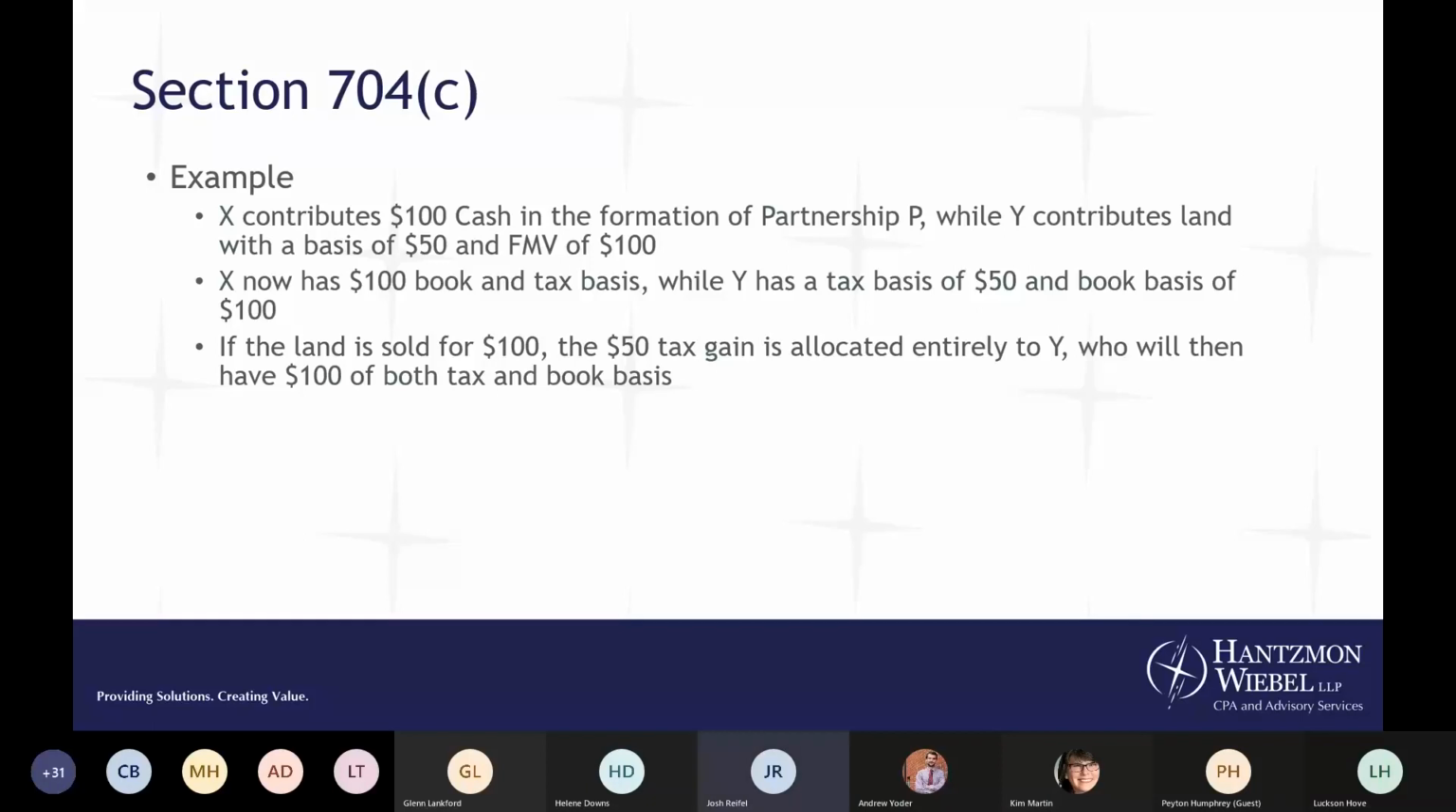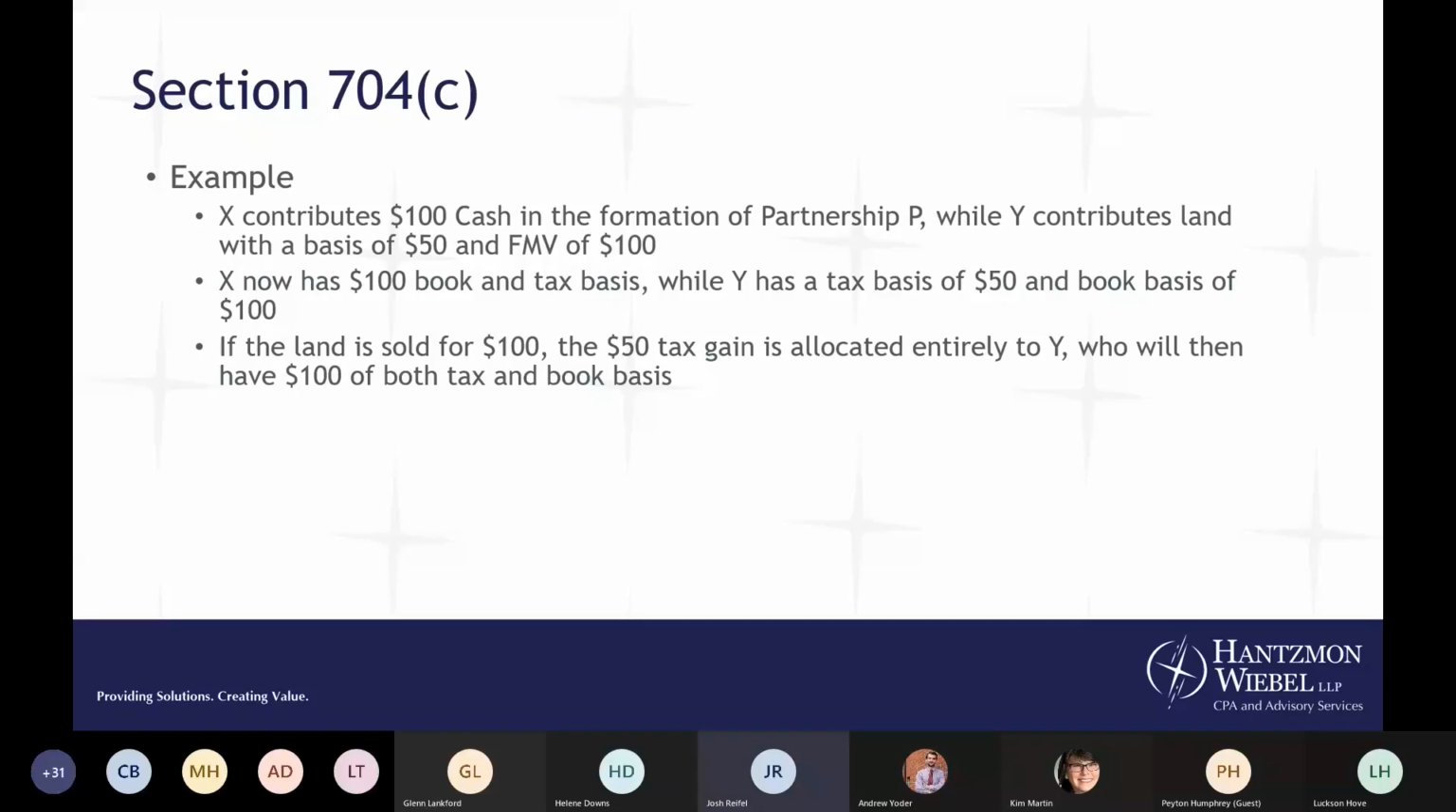If, for example, the land depreciated in value, and there is an example on that later, but I'll touch on it now. If the land depreciates in value, the entire tax gain is still going to be allocated to the contributing partner. The only difference in this case is that you'll have to do additional work in order to bring book and tax basis into alignment to where they would be had it been sold at the original fair market value.